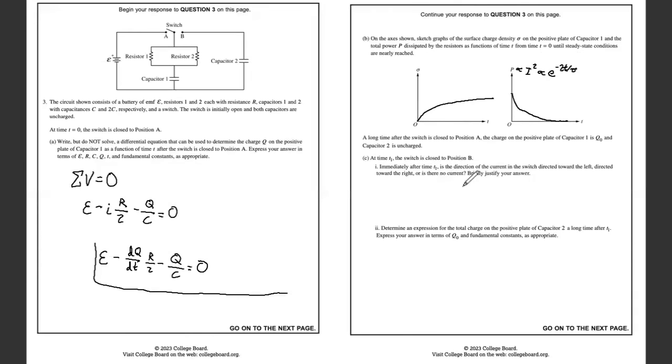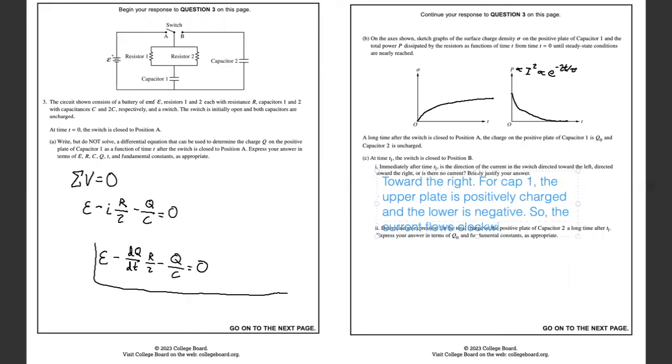Good. Now moving on to part C, right? Part C is asking where the current is going to be flowing in the switch after you move the switch to position B. Should it be towards the left, towards the right, or no current? And I claim that the current should be toward the right. The reason why is that for capacitor 1, the upper plate is positively charged, and the lower is negative. So the current flows clockwise. Therefore, it should be to the right in the switch.